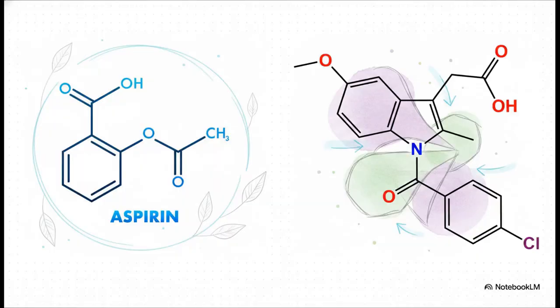Check this out to see what I mean. If you look at this simple, linear structure of aspirin compared to a much more complex NSAID like indomethacin, the difference is wild. See that bulky piece hanging off indomethacin with a chlorine atom? That's a p-chlorobenzyl group.